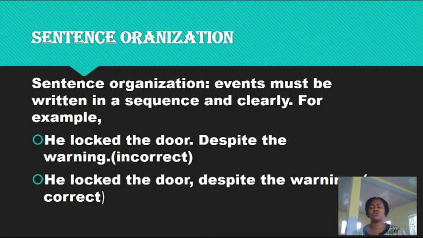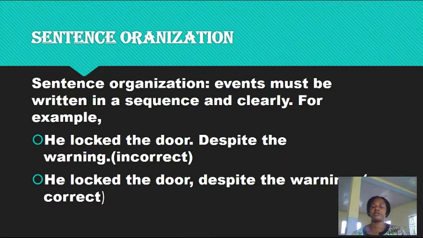He locked the door despite the warning. The sentence is still flowing, so the need to add a period or full stop to that sentence is not there. So the right thing to do, let's check below. He locked the door despite the warning. This is the correct form of the sentence. Because he locked the door, there's a comma here, before despite the warning, separating the main clause from the subordinate clause.